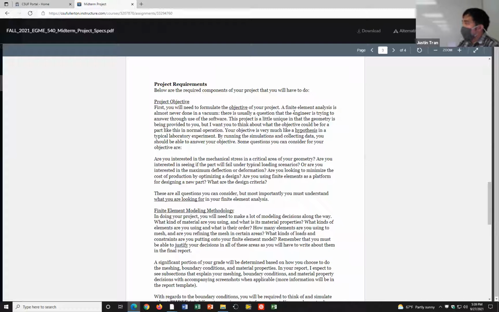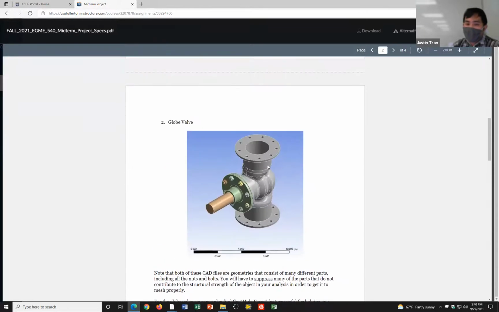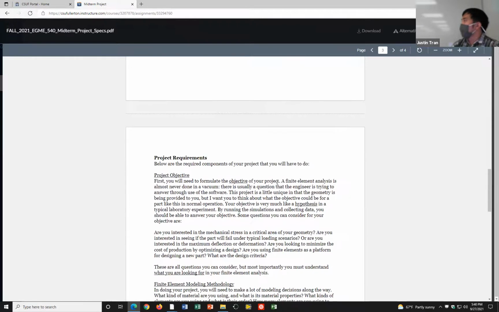And so I'm leaving this up to you on purpose. I want you to get thinking about, if there's a part like this and someone is requesting a finite element simulation for it, what would they be interested in? Okay. And this is going to form the backbone of your report, okay?